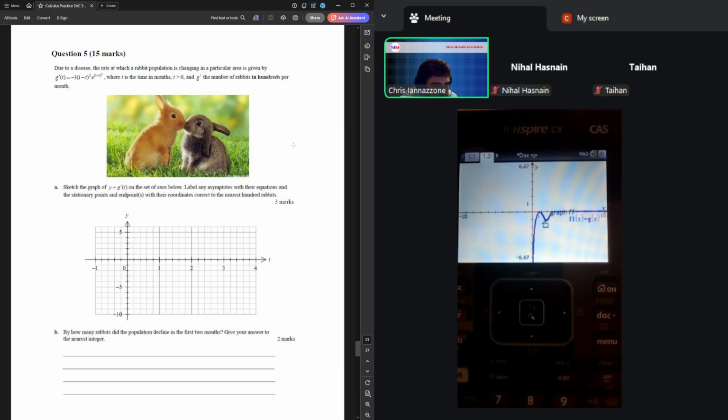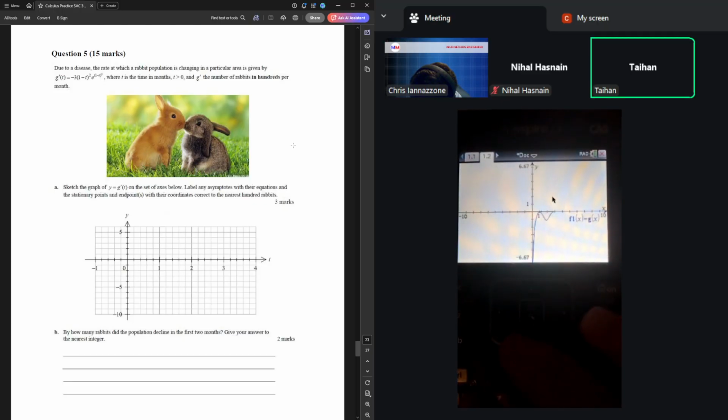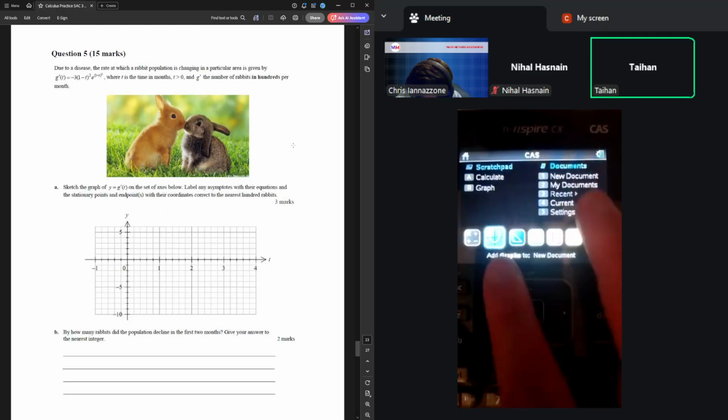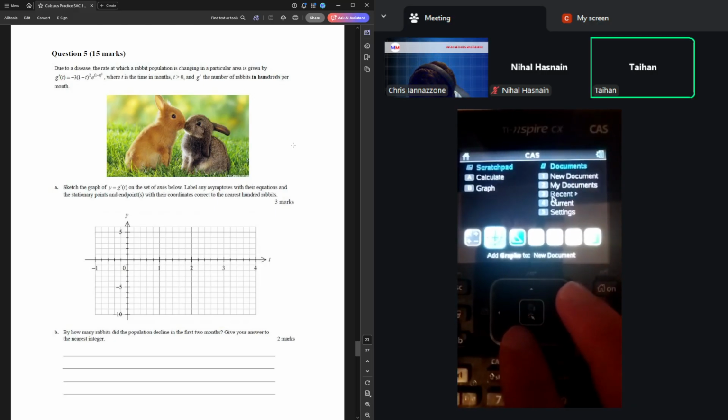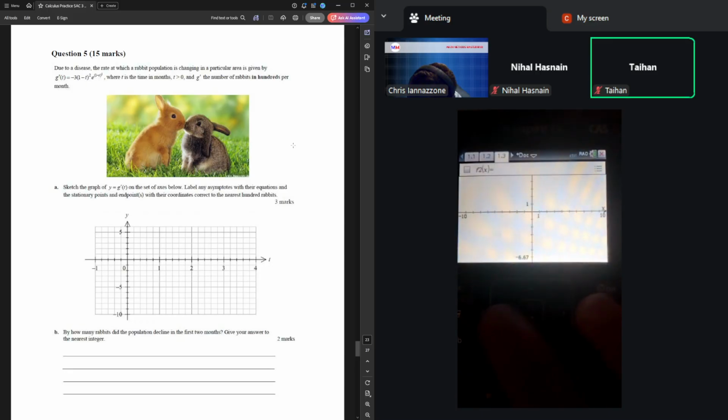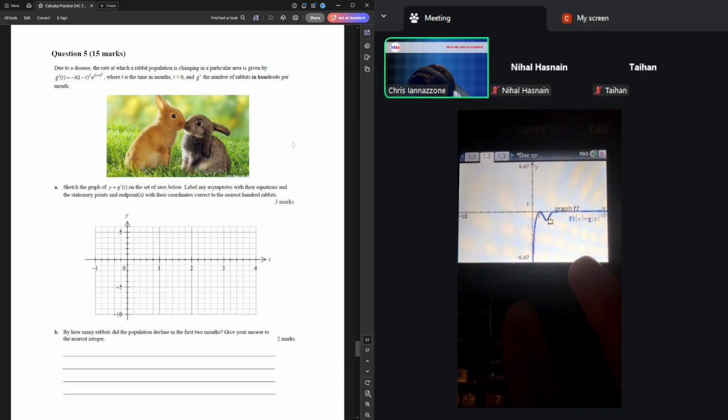Label any asymptotes. Chris, after you define the function, how do you go straight onto opening a new tab for the graph? I didn't. I just went home and then graph. Oh, okay. Yeah. Cool. From there, okay. Now it does say label all asymptotes. Technically, oh yeah, any asymptotes.